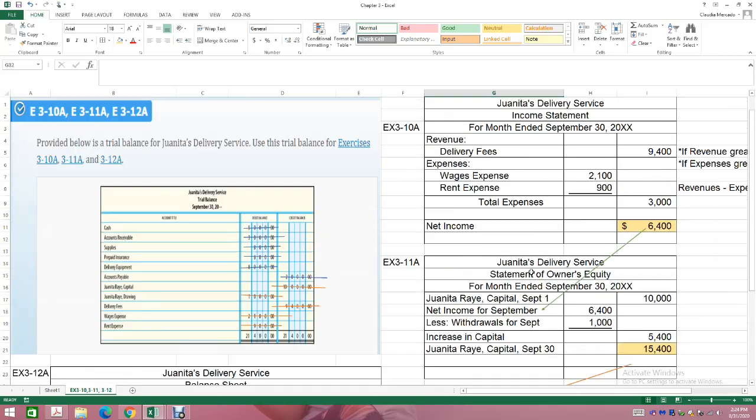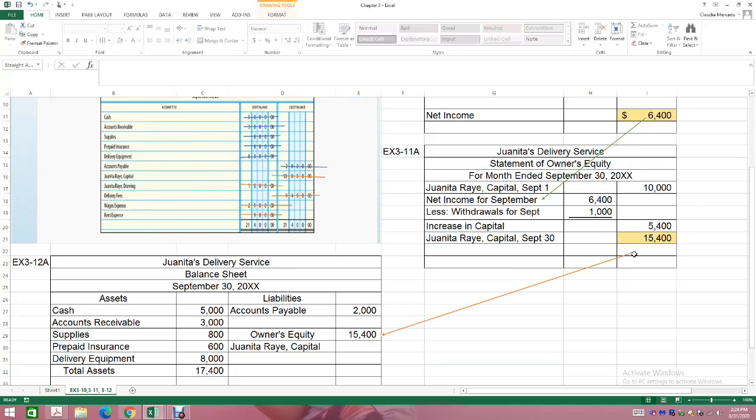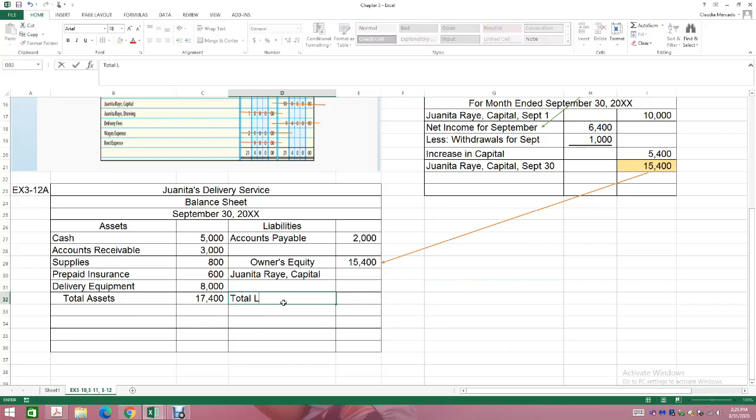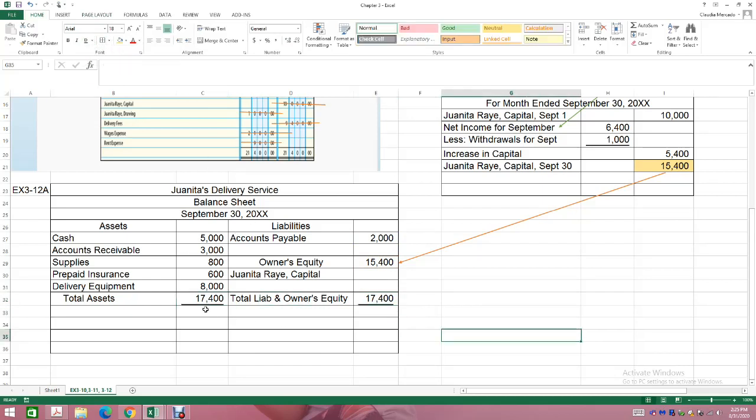Okay? So whatever you get here, you're going to bring over to this side over here. So you see, whatever I calculated on my income statement, this flows over to my statement of owner's equity right here. From your statement of owner's equity, your ending capital balance, that flows to your balance sheet. Okay? So now I can get my total liabilities and owner's equity. So I'm going to add these two numbers together. You're going to add your total liabilities plus your total owner's equity, and we get 17,400. Okay. So if you notice here, my total assets equal my total liabilities and owner's equity.